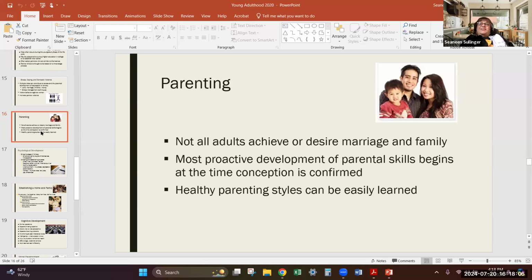Parenting, so we're doing childbearing, child rearing. Not everybody wants to get married and have a family, and that's okay. But you see a big jump in learning and reading books and asking family members, once you find out that you're pregnant, to be the best parent that you can be, hopefully. And then being able to learn those healthy parenting styles that we talked about in earlier weeks.